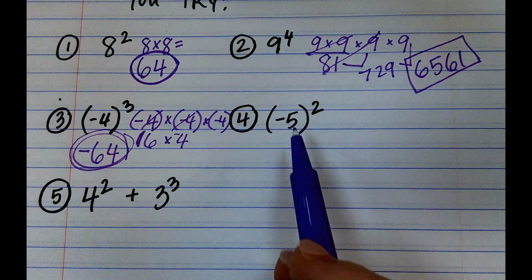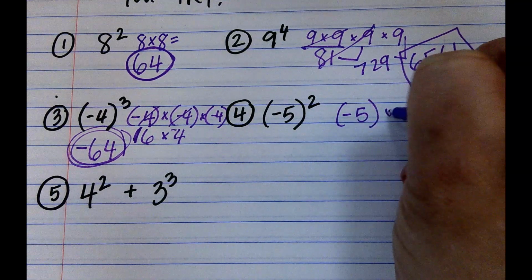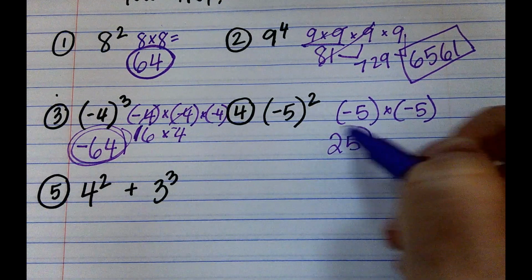Number 4. Negative 5 times negative 5. Negative 5 times negative 5 is 25. Positive 25.